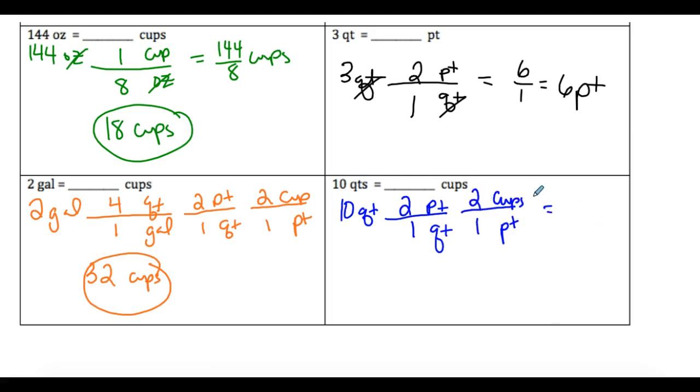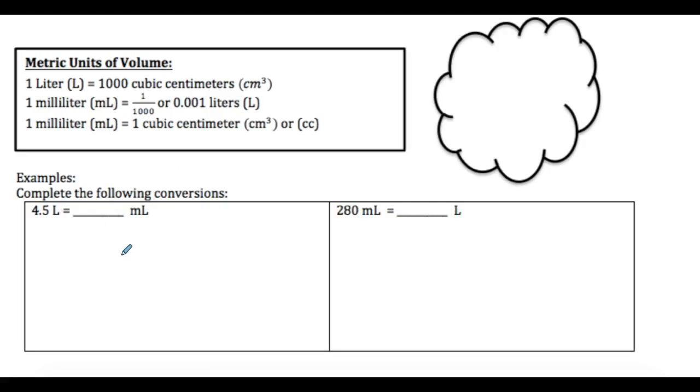10 times 2 is 20 across the top. 2 times, and then 20 times 2 is 40. So we would have 40 over 1, or 40 cups. So that's how we convert within the customary or American units of volume. Now we're looking at metric.